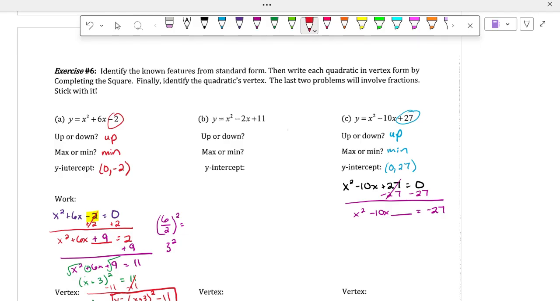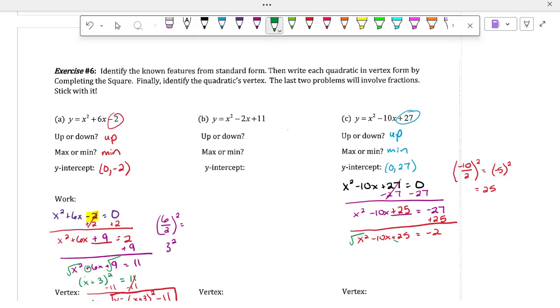Then I do my b over 2, not -b over 2a. I do my b over 2 squared. So -10 over 2 squared, that's equal to -5 squared, which is just 25. So I'm going to add 25 to the left to make it a perfect square trinomial, which means I have to add 25 to the right. So I'm left with x squared minus 10x plus 25 is equal to negative 2.